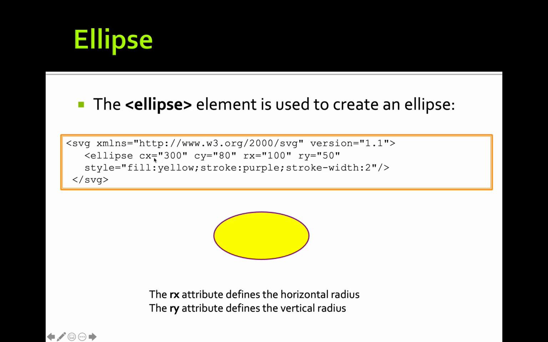Again, first we have CX and CY, which are the coordinates of the center, and then the Rx, the radius along the horizontal, the x-axis direction, of that ellipse, and then Ry is the vertical radius. So we can give that information. If Rx and Ry have the same value, it will become a circle. And then again we are giving the style information: what will be the fill, what will be the stroke, and what will be the stroke width.